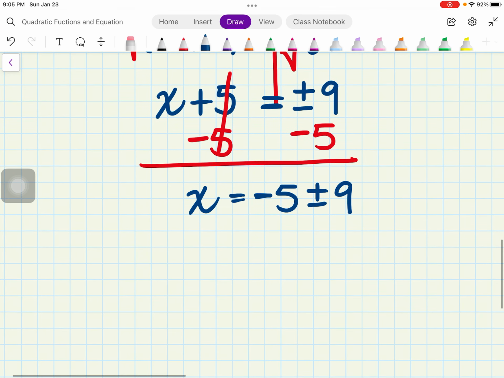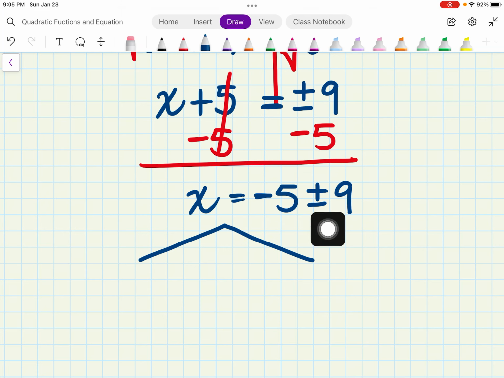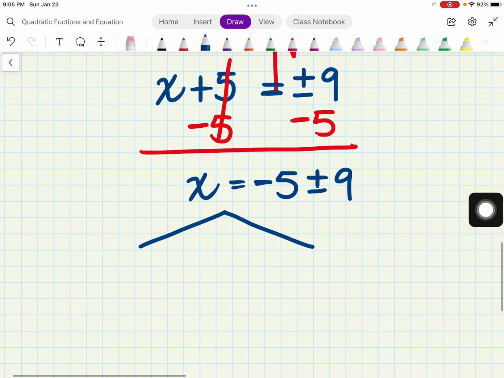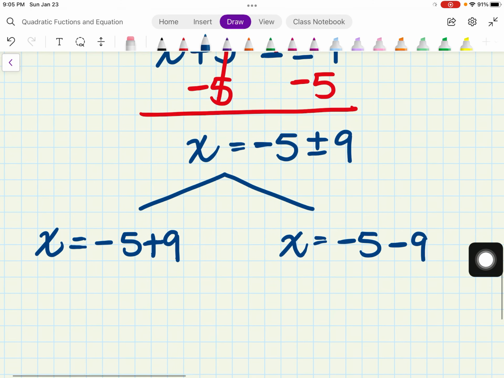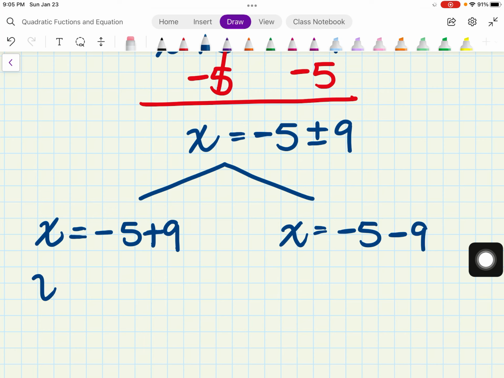All right. Now, from here, guys, we want to create 2 separate equations because we have 2 different numbers here. We have a positive and a negative 9. So the first one is going to be x equals -5 plus 9, and x equals -5 minus 9. And whatever we get from there is actually going to be our x values. So x equals -5 plus 9, which is 4, and -5 minus 9, which is -14.